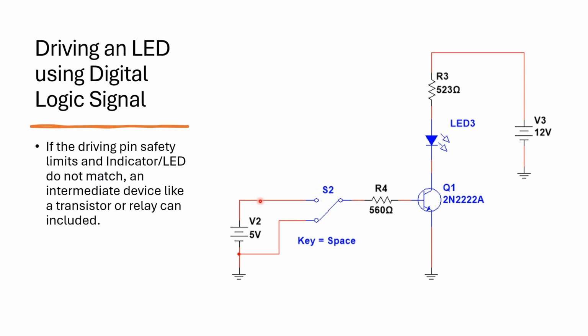Now the logic level current will be controlled by this resistor, and the current passing through this LED will be controlled by this resistor. And also we will be able to drive the LED with a different voltage than the logic voltage. So depending upon what kind of indicator we are going to use, and we are going to drive that indicator with a logic device, we can use this kind of circuit.